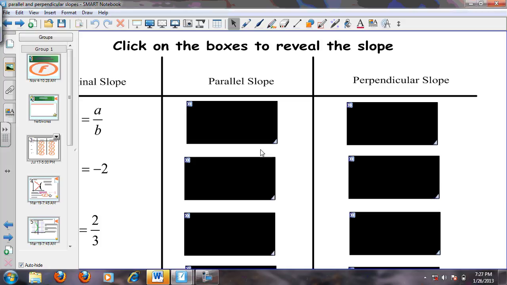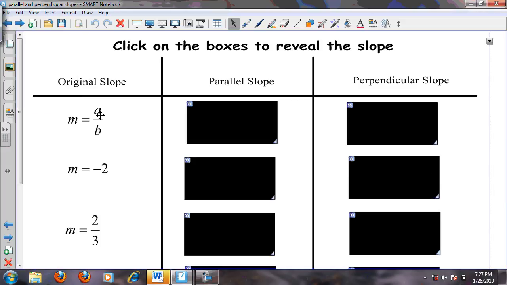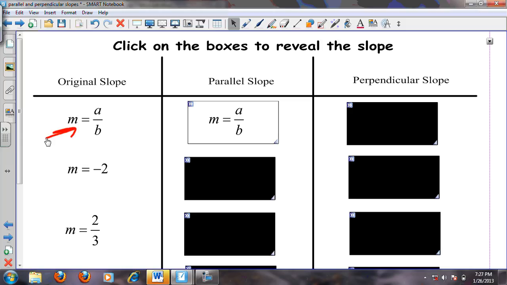Okay, now we have the parallel perpendicular video 2. We're going to talk about just a quick review. We're looking at slope of a line. If your slope is A over B, the slope for a parallel line would be, Luke? Yes, A over B.